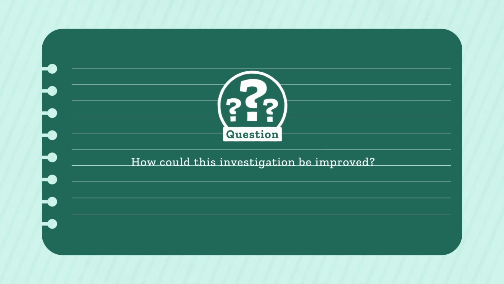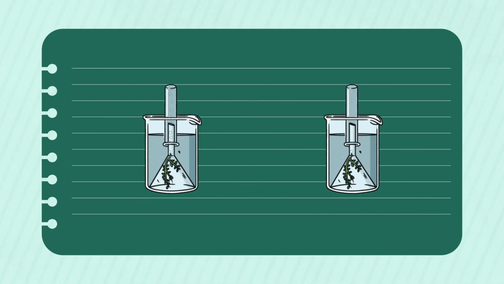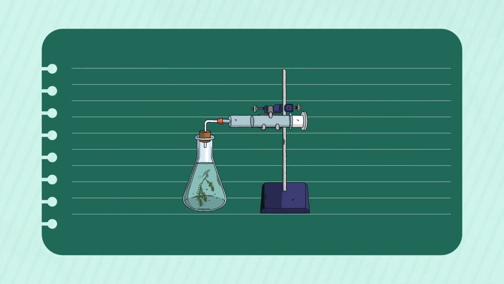How could this investigation be improved? You may encounter some difficulties when carrying out this method. For example, the bubbles might be produced so quickly it is difficult to count them, or the bubbles of oxygen can vary greatly in their size. You might also find that bubbles are released from various parts of the plant and you might not see every bubble. To improve this method, we could use a gas syringe to accurately measure the volume of oxygen that is produced in 1 minute at each level of light intensity.